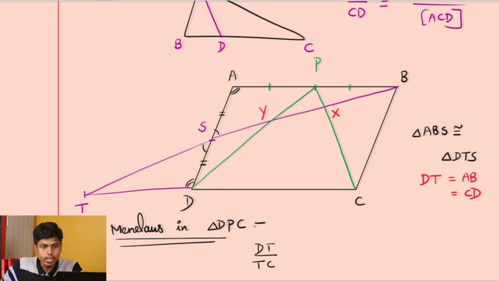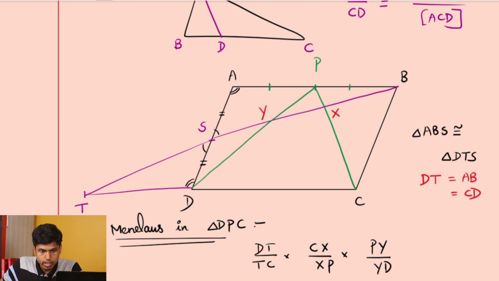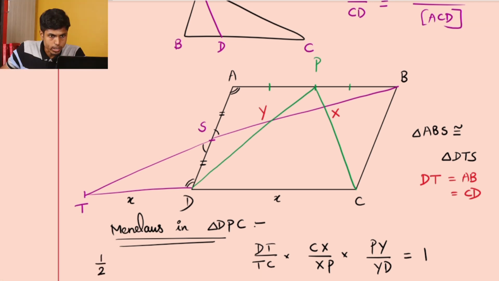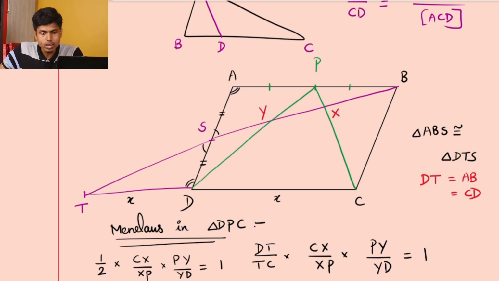Therefore, you get DT by TC times CX by XP times PY by YD equal 1. Notice that both DT and CD are of equal length. So, DT by TC will be 1 by 2. So, we get 1 by 2 times CX by XP times PY by YD equal 1. So, let us find CX by XP now.